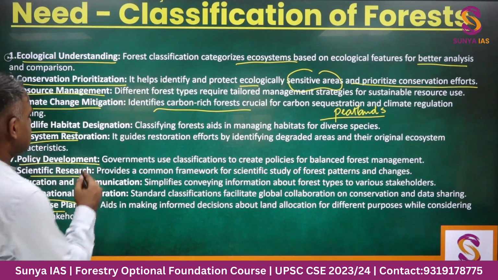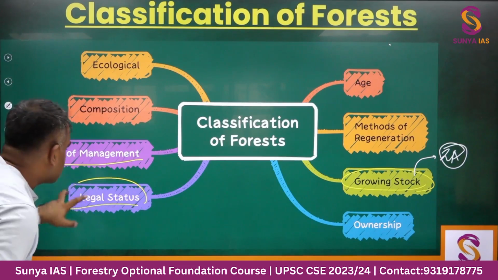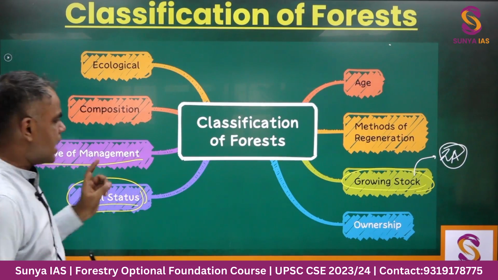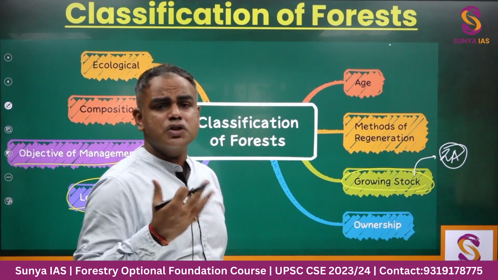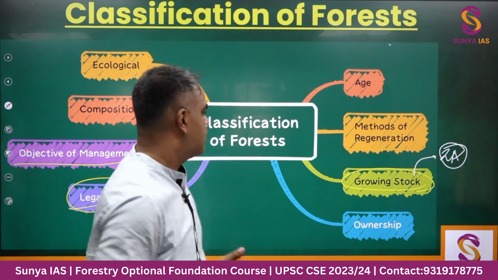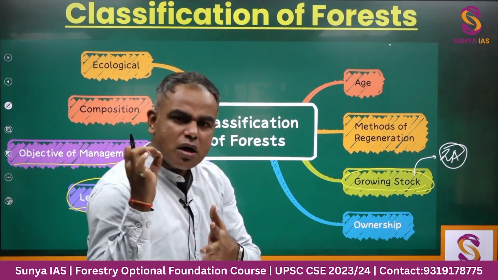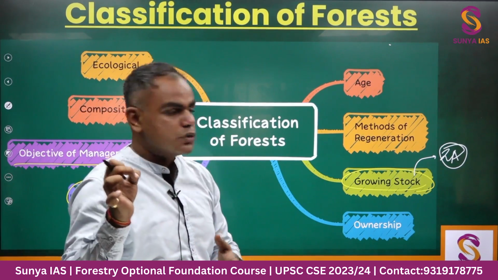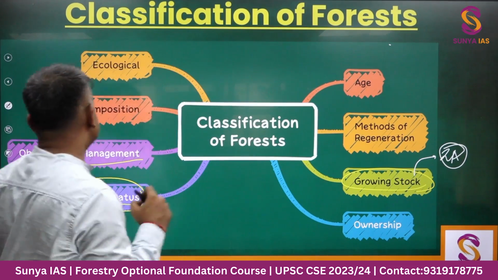Now, this is very important in policy development. Let's say there is a legal definition, and let's say there is an ownership. Ownership can be of government. Ownership can be of private people. So that can also help you. Now, let's say the National Forest Policy talks about 33%. So that classification will help you in making a good broad-based policy.